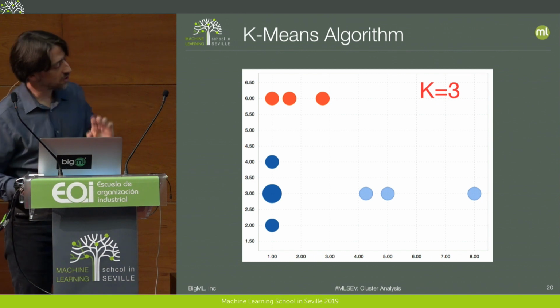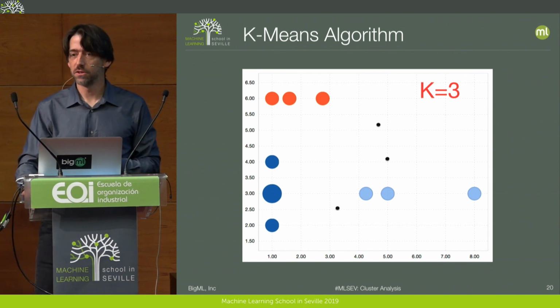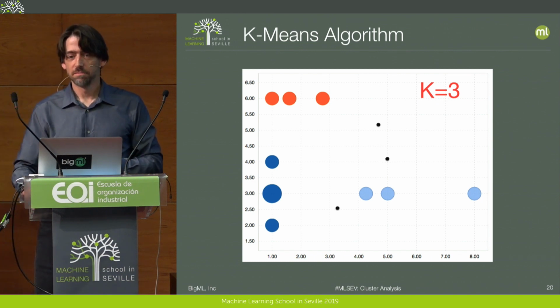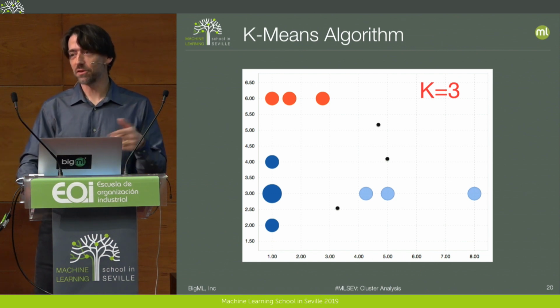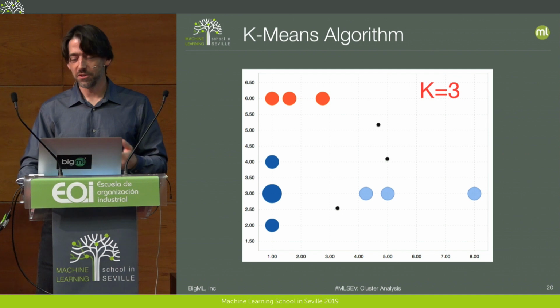K-means says, oh, you want 3. There you go, there's 3. Here's 3, you wanted 3. There they are. Those aren't the 3 we wanted, right? So then you say, okay, try again.